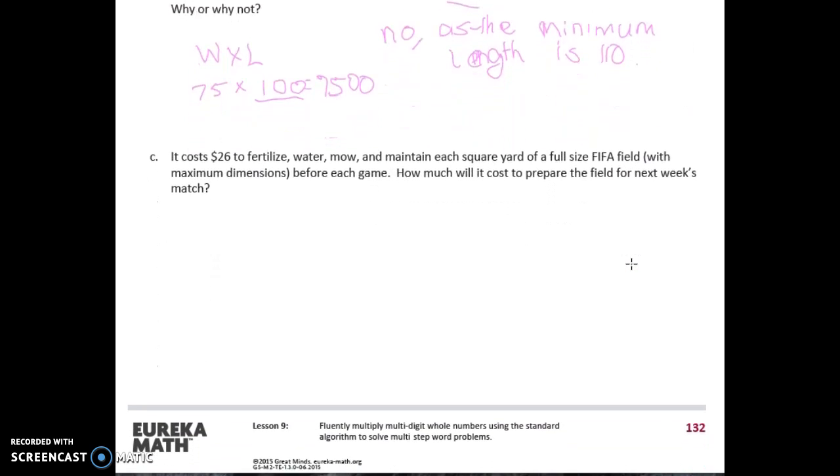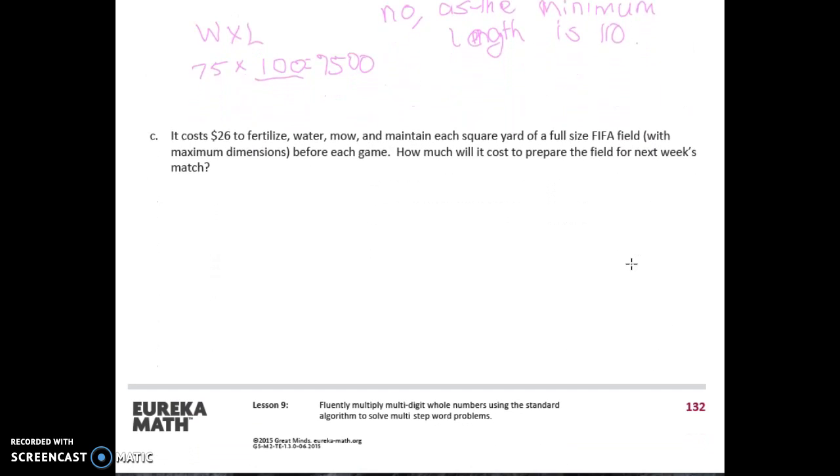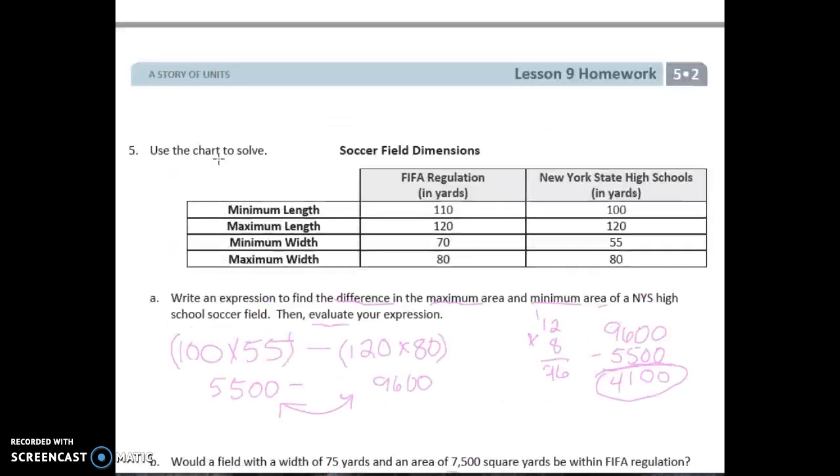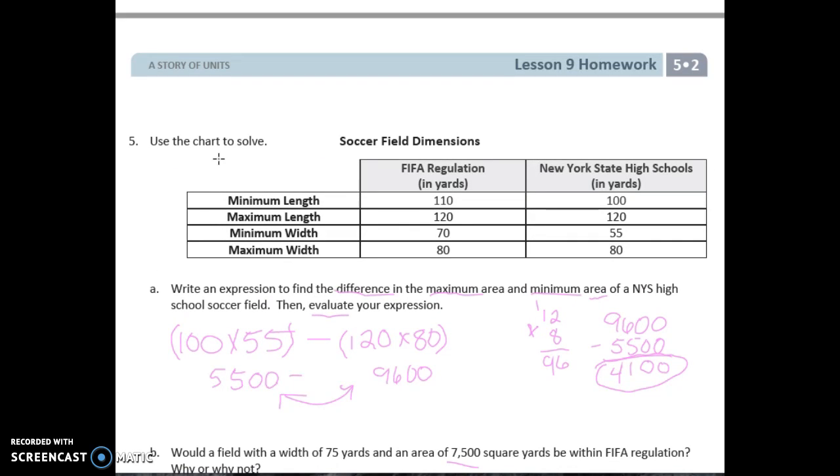If it costs $26 to fertilize, water, and mow and maintain each square yard of full-size FIFA field with the maximum dimensions before the game, how much will it cost to prepare the field for the next week's match? So it's telling us we're going with the maximum dimensions. So let's figure out what the maximum dimensions are going to be. So we have a maximum length of 120, a maximum width of 80.